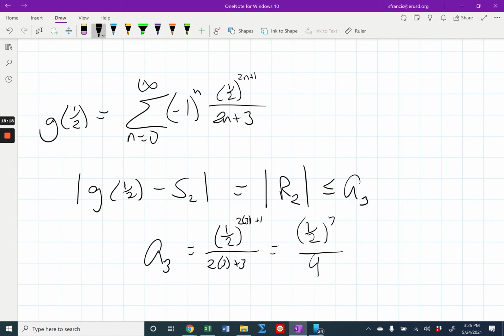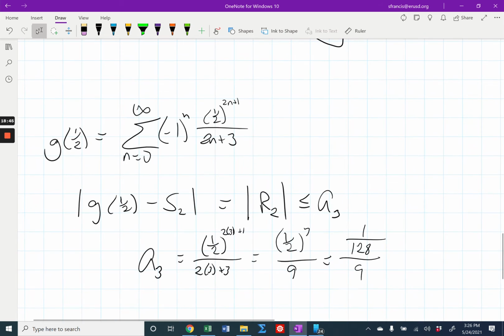I'm pausing for a moment because it looks like my arithmetic might be a little bit off somewhere. But hey, if I made a mistake, I'll fix it later. 2 to the 7th is, what's that? 128. Yeah, because 2 to the 6th is 64. So 2 to the 7th is 128 divided by 9. I think my numbers are off for a moment. I need to go double check where my arithmetic went bad. So I'm going to pause and go look for it.